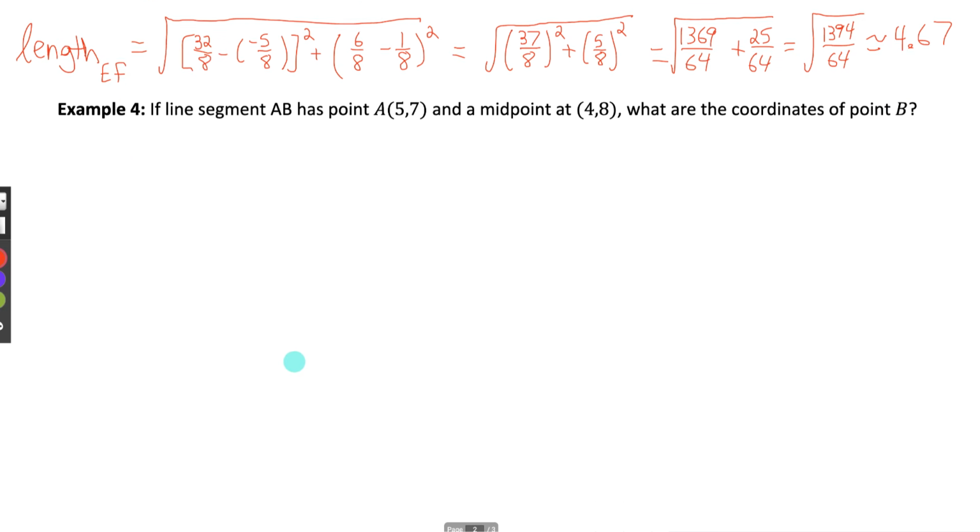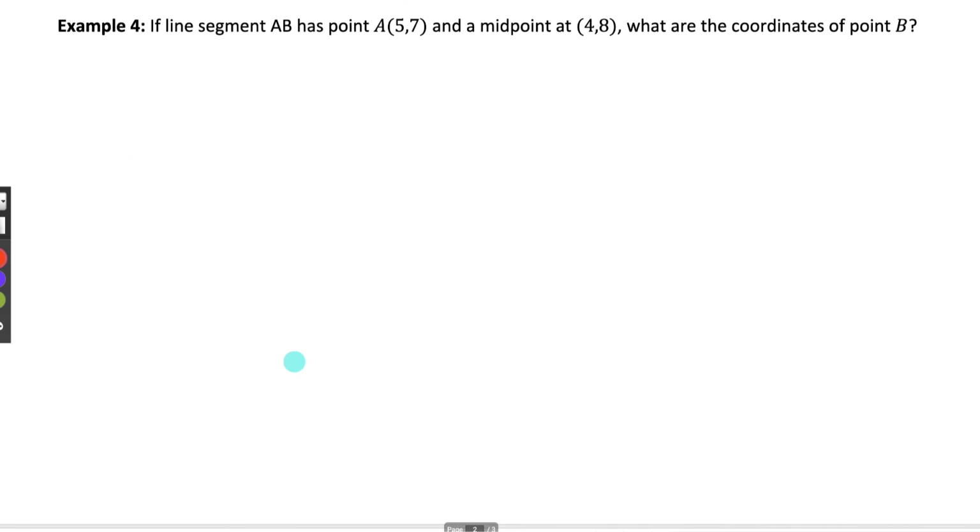All right, there are two more examples left to do. The next one's a little bit different. It says if line segment AB has point A at 5, 7 and midpoint 4, 8, what are the coordinates of point B? So this one's different because for our line segment, I know one of the endpoints.